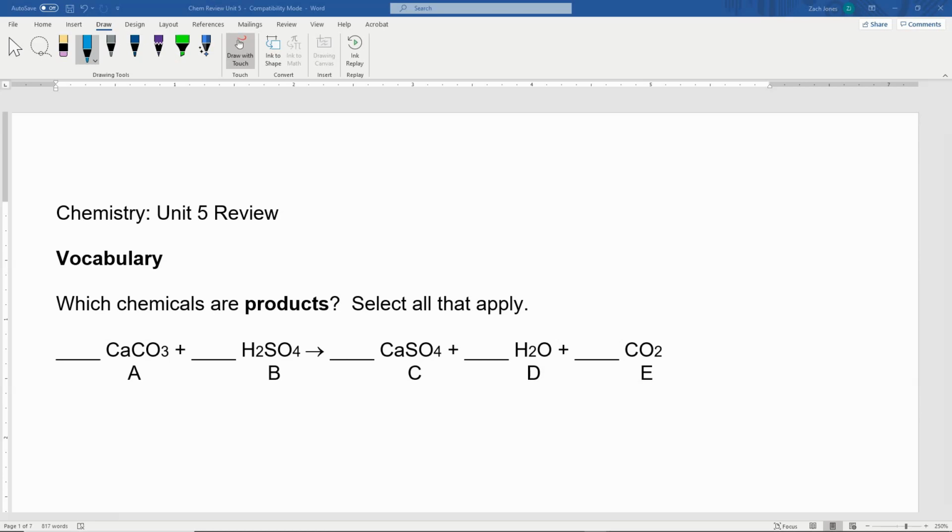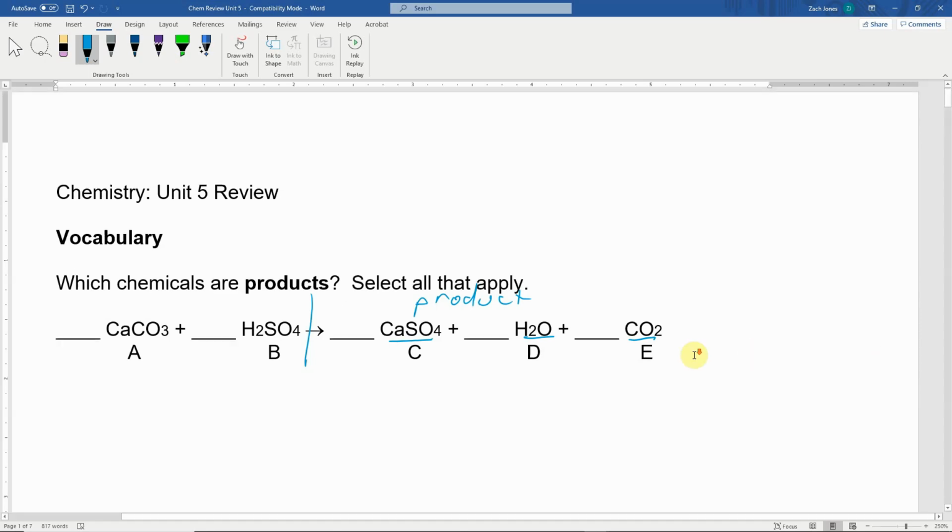I want you to read it, and I want you to select all that apply. Now you'll see that I put letters down here below each chemical, A, B, C, D, E, and I want you to select all the chemicals that are products. Well, if you said products are on the right side of the arrow, which they are, and chemical C, D, and E were all products, you are correct. On to the next one.